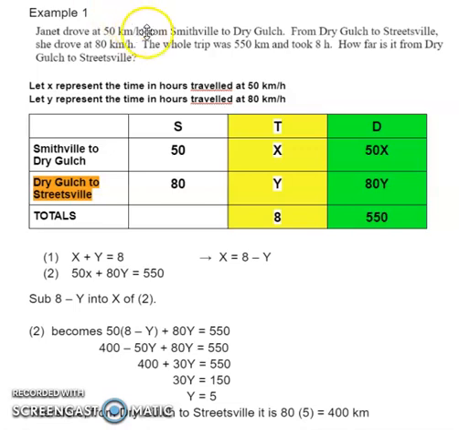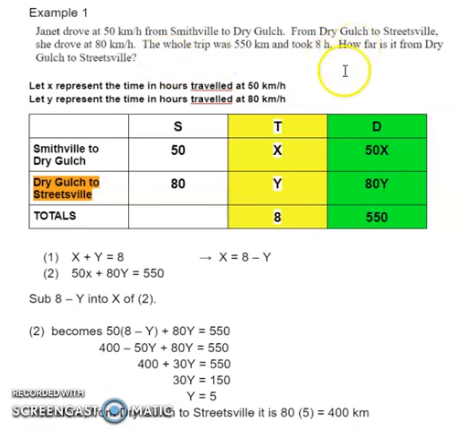Janet drove at 50 kilometers an hour from Smithville to Dry Gulch, and then from Dry Gulch to Streetsville she drove 80 kilometers an hour. The whole trip was 550 kilometers and took 8 hours. How far is it from Dry Gulch to Streetsville?